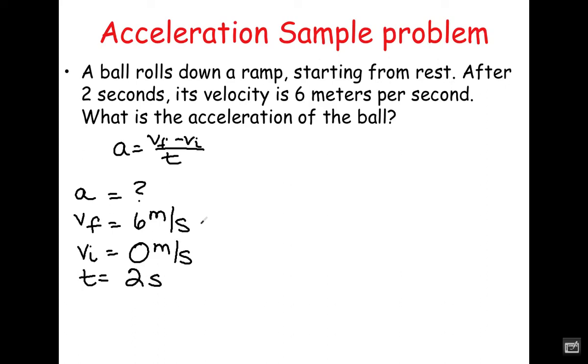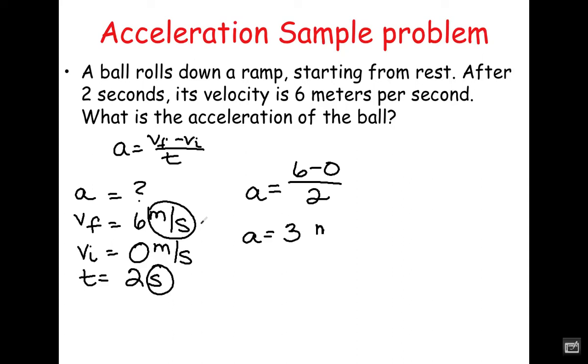So we plug that into our formula. So a equals 6 minus 0 divided by 2. And when I do that calculation, I get 3, and that's got the correct number of sig figs there. Now, I have meters per second divided by seconds. So I could write it like this, meters per second divided by seconds, or that could end up being meters per second squared.